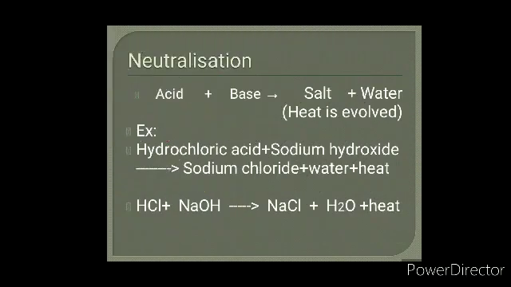For example, as we already discussed, when acid mixes with base, it will form salt and water, and heat is evolved in this reaction. For example, hydrochloric acid is an acid. When it mixes with sodium hydroxide, it will form sodium chloride. Sodium chloride is a salt, and water and heat. So hydrochloric acid is an acid, sodium hydroxide is a base. When they mix with each other, they will form sodium chloride, which is a salt, and water will also be produced with heat.